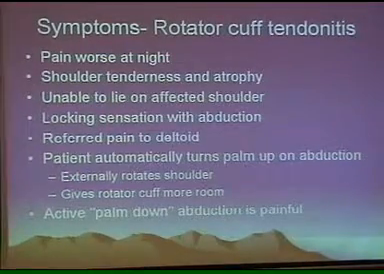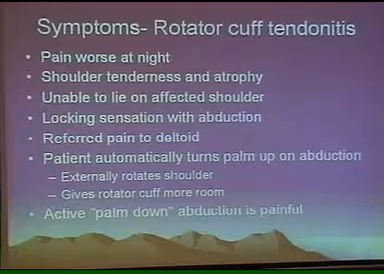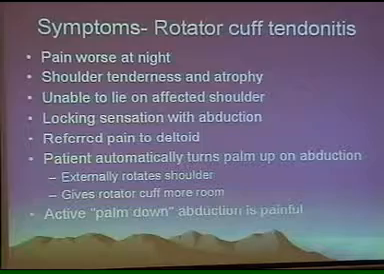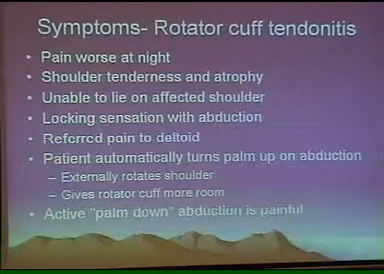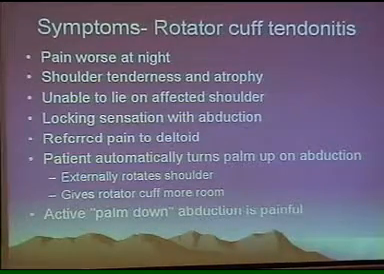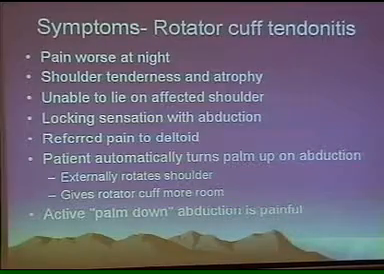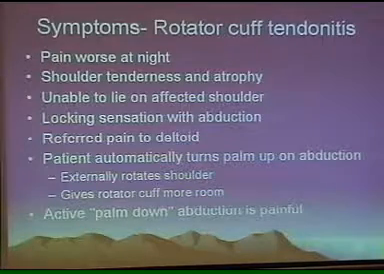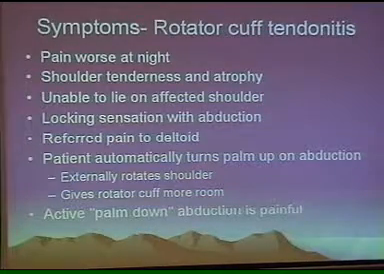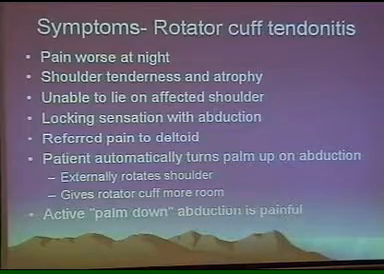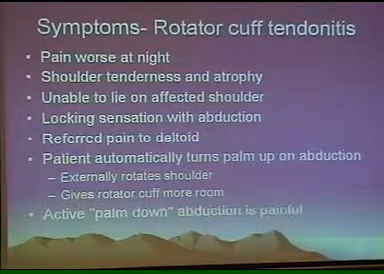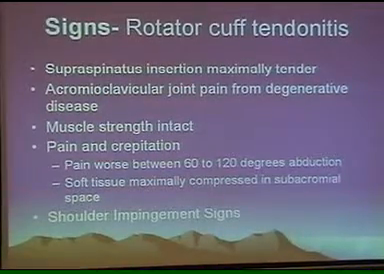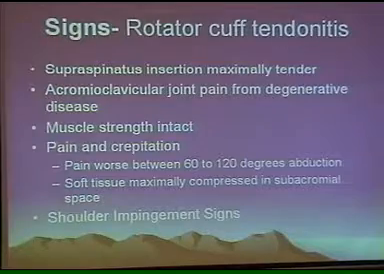Symptoms of rotator cuffs are pain, worse at night, shoulder tenderness and atrophy. They try to droop the shoulder because basically the purpose of the rotator cuff is to stabilize the shoulder in a bit upward position. It's basically a dynamic stabilizer. So if that's not working, the patient droops the shoulder. Patient is unable to lie on the affected side. Refer pain to the deltoid. Next, please. Signs is in the supraspinatus case is maximally tender over there.